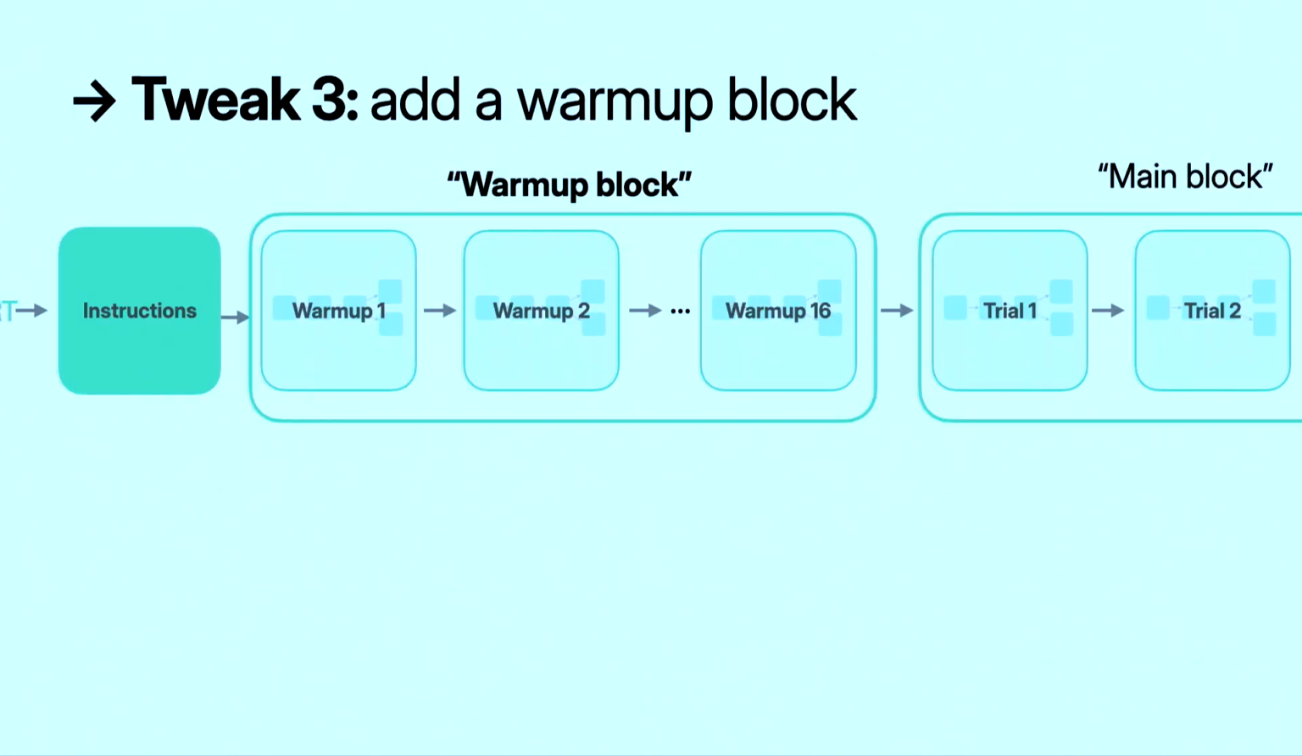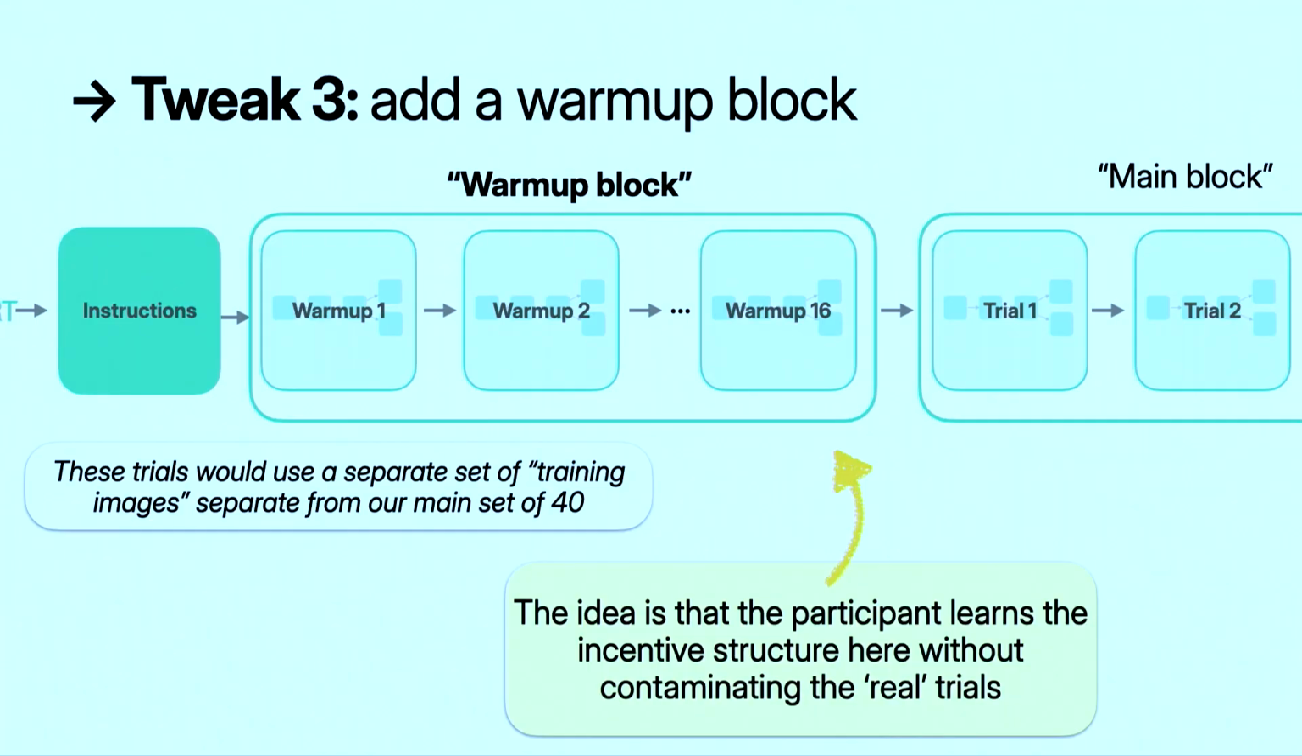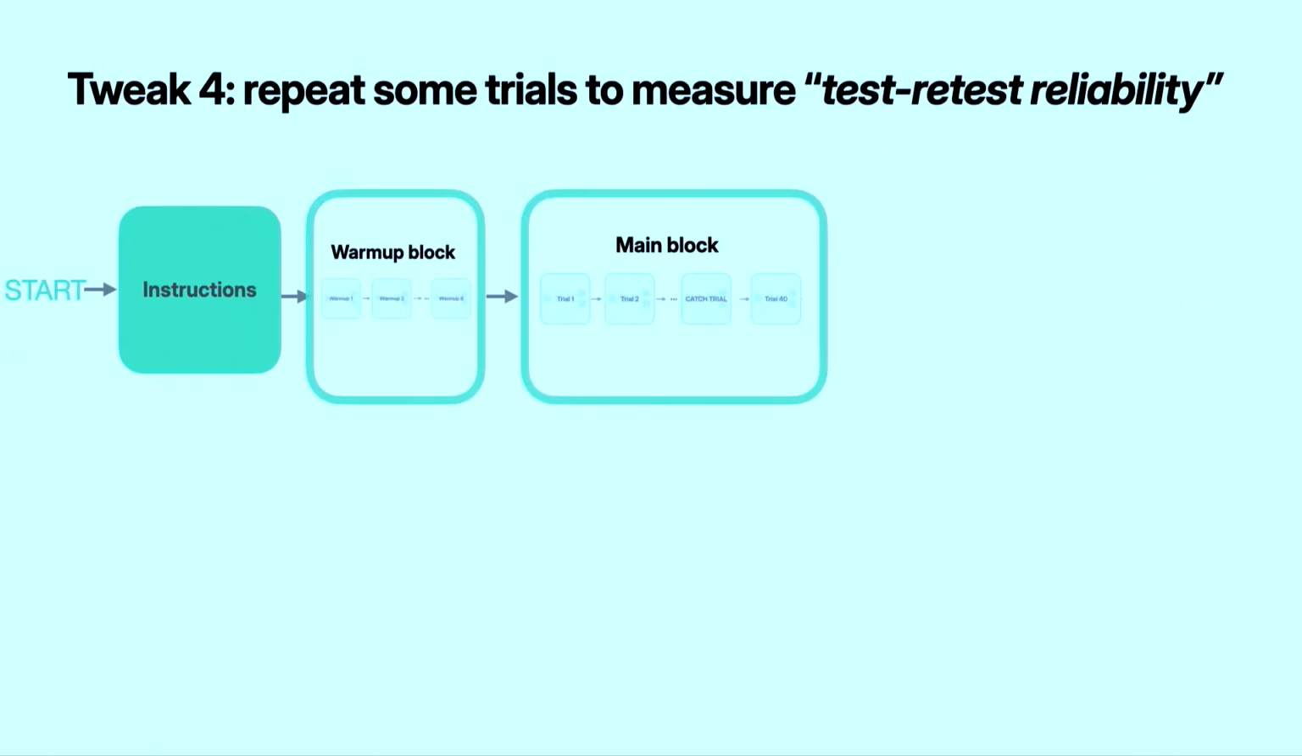Our third tweak is to add a warm-up block. The idea is that these are trials that would use a separate set of training images, separate from our main set of 40. And here, the idea is to have the participant learn the incentive structure without contaminating our real data. Okay, so here's a bird's eye view of the task so far.